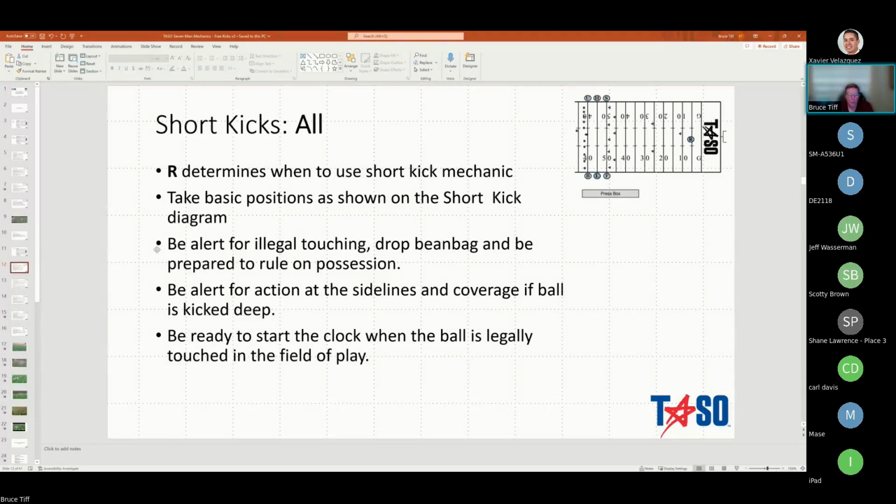This is a real pressure cooker play with only a couple seconds of action, and so it's important that we're being alert and ready for anything that can happen. You also have to be alert for action at the sidelines and coverage if the ball is kicked deep. It is possible that we go to short kick mechanic, but they do kick it deep. So we just have to be ready for that as well, and then be ready to start the clock when the ball is legally touched in the field of play.